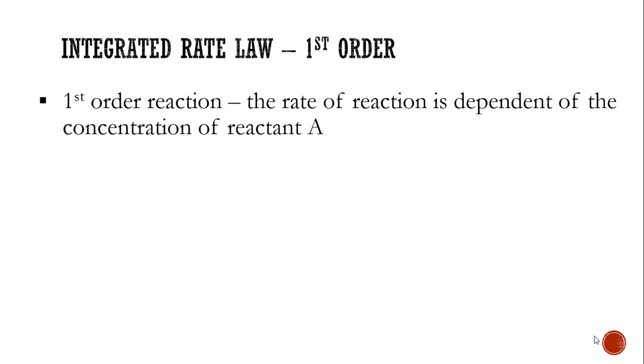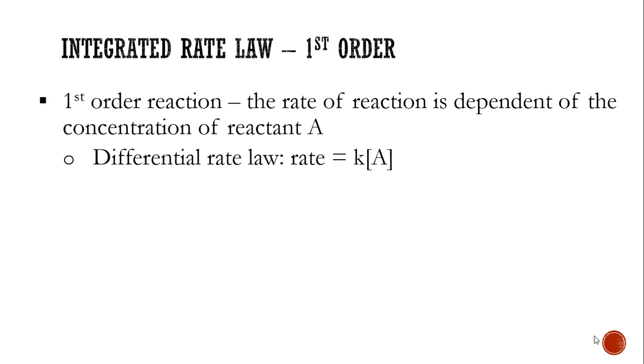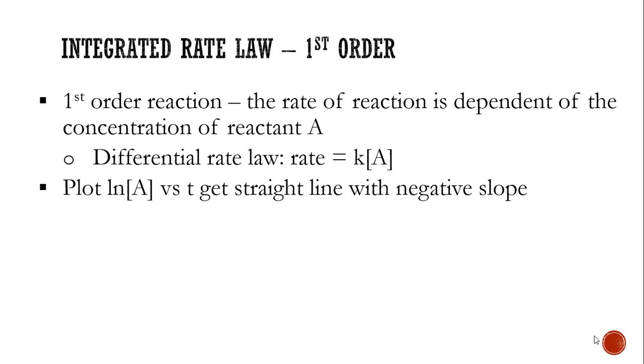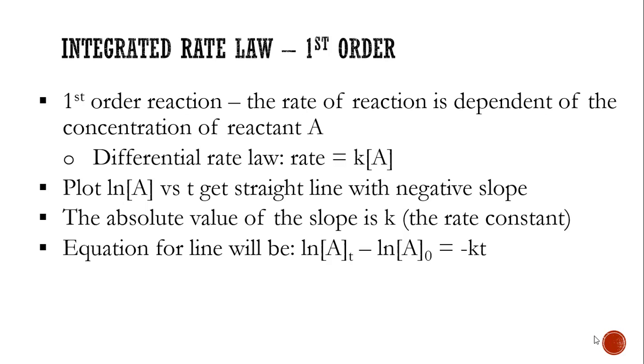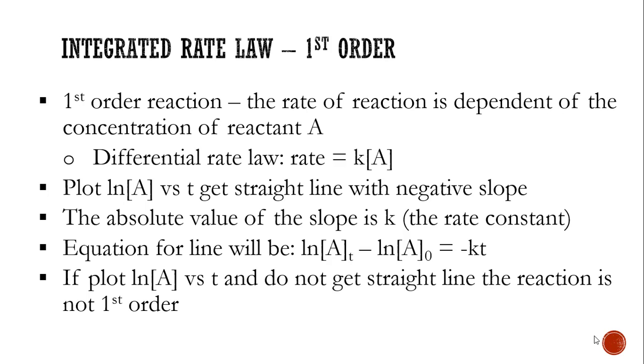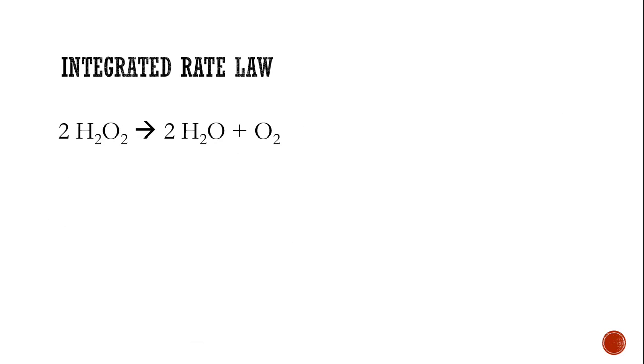Now to look at first order. The rate of reaction is dependent upon the concentration of the reactant A. The differential rate law in respect to A would be rate equals K times the concentration of A. If you plot the natural log of A versus time, you'll get a straight line with a negative slope. The absolute value of the slope is equal to the rate constant. The equation for the line will be the natural log of A sub T minus the natural log of A sub 0 equals minus KT. If you plot the natural log of A versus T and you do not get a straight line, the reaction is not first order. The half-life of a first order reaction is constant, and therefore a reaction with a constant half-life must be first order.